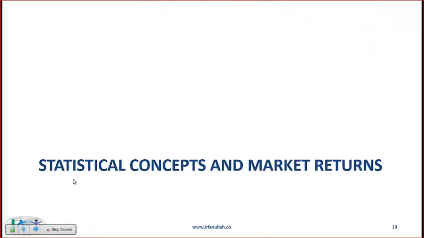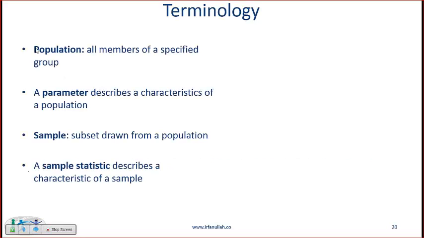So we'll now talk about statistical concepts and market returns. First, some quick terminology, and we've done this in our regular lectures, a quick recap. When we talk about a population, we are talking about all members of a group. So population means the average of all items in a given population. A parameter describes a characteristic of a population. So parameter goes with population. A sample is a subset of a population, and a statistic or sample statistic is based on a sample.